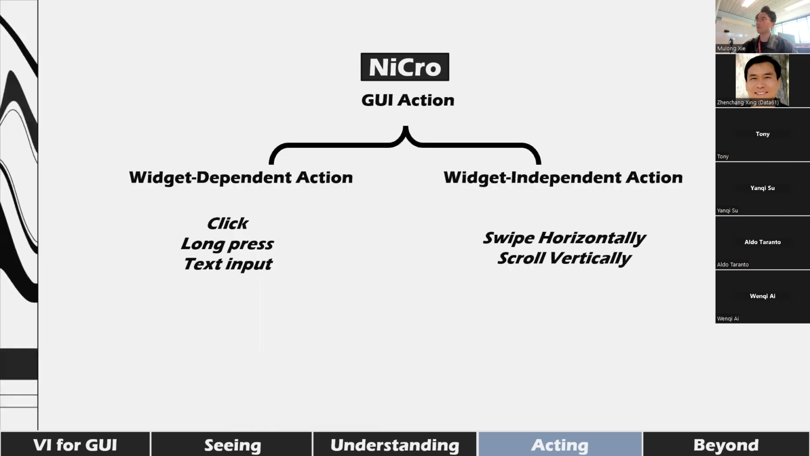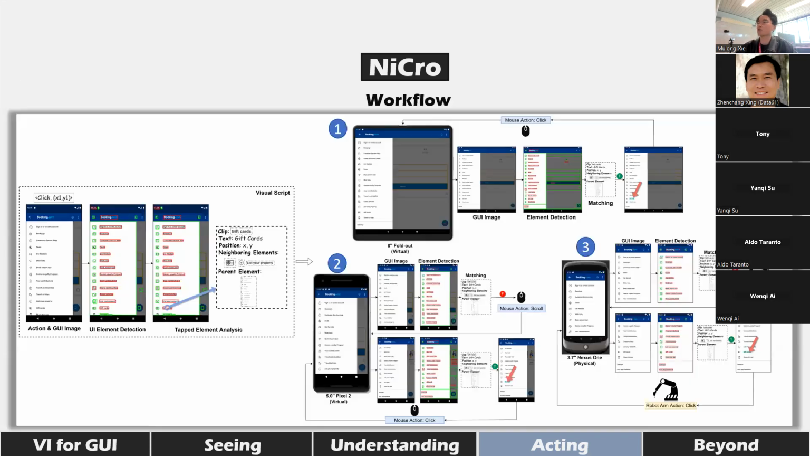So NICROs, just as normal actions, NICROs support 2 kinds of different actions. The first one is widget-dependent actions, which is related to some widgets, which is like the click, long press, or text input. It also supports the widget-independent actions, for example, just like the swiping or the scrolling.